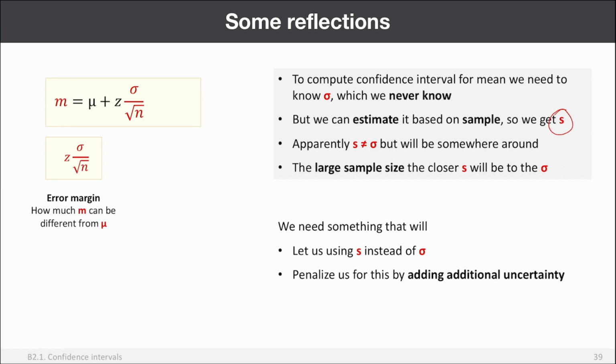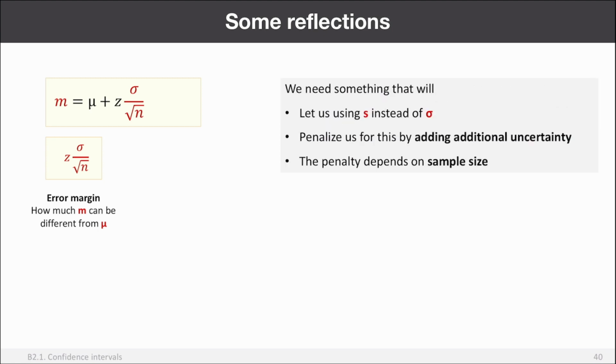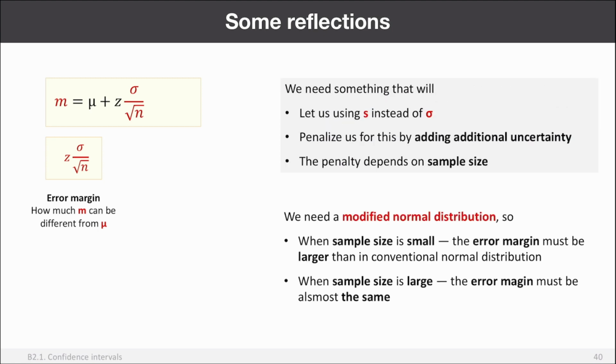However, this distribution should penalize us. What does penalize mean? It means it should introduce additional uncertainty, so the intervals should be bigger if we use S instead of sigma. And this penalty should depend on the sample size. So these are the general ideas. We need to modify normal distribution, so it means we need to create a new distribution which will be similar to normal, however will have this additional uncertainty parameter, right?